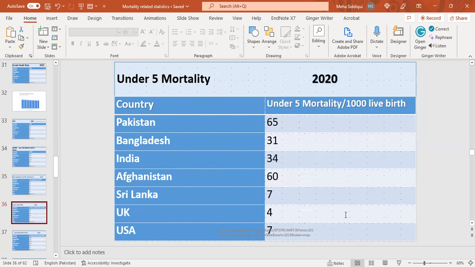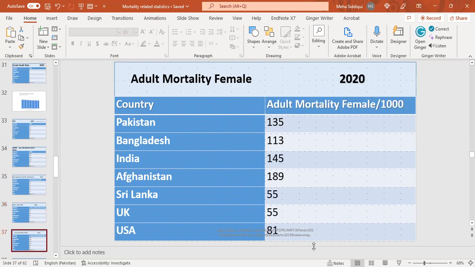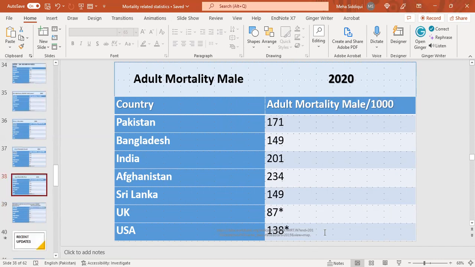Then under 5 mortality, that is deaths of children under 5 years of age per 1,000 live births. It is 65 for Pakistan, 31 for Bangladesh, and 4 for UK and 7 for USA. Then comes adult mortality female, per 1,000. We can see that it is 135 in Pakistan, 113 for Bangladesh, and again the huge difference between the developing and developed countries. That is 81 for USA.